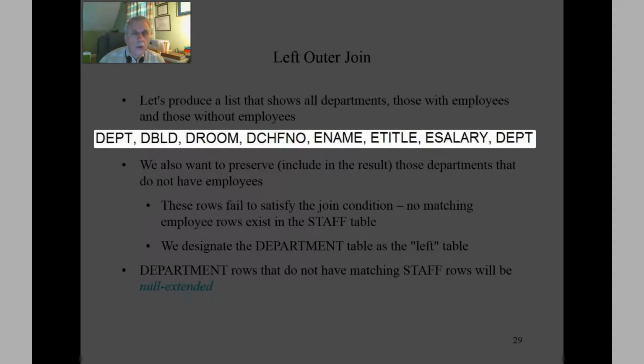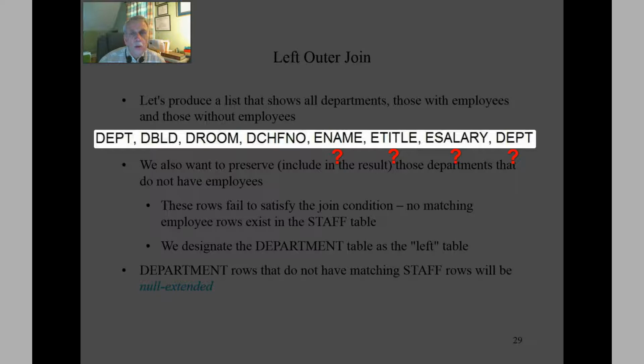When you form an inner join, you'll have columns from the department table. You'll have department, D building, D room, and DCHF&O. And you'll also have columns from the staff table, E name, E title, E salary, and department. However, when we have non-matching rows, we won't be able to populate all of those columns. So in the case of a department that currently exists without any staff members assigned, what values should we put in E name, E title, E salary, and department, the columns coming from the staff table? Well, there will be none supplied from the staff table because there's no matching row.